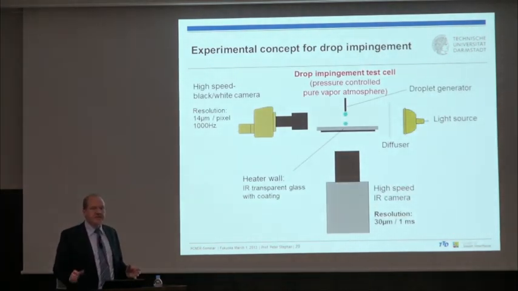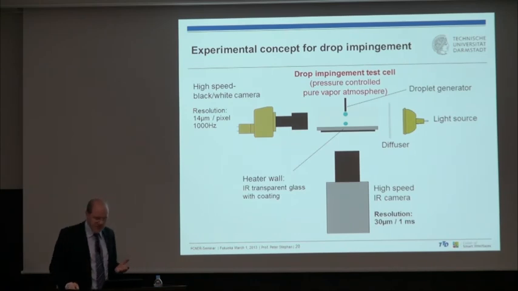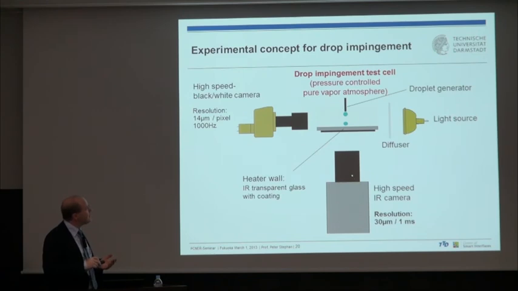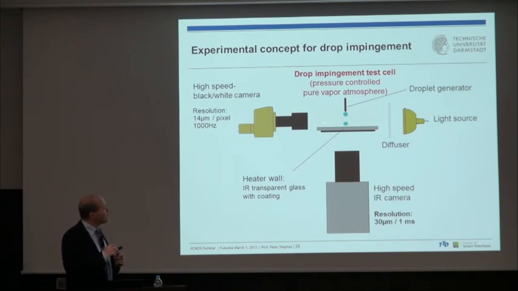Now this here is a very similar experiment for the drop impingement. We take the same black and white camera and the same infrared camera, but we change our test cell. Now the test cell has a very similar heater, but here's a vapor atmosphere, slightly subcooled to avoid condensation here somewhere, but this wall is superheated compared to saturation, and then we have a droplet generator, and we can generate droplets that impinge on the wall, and then we observe the impingement process of the droplet at the wall.